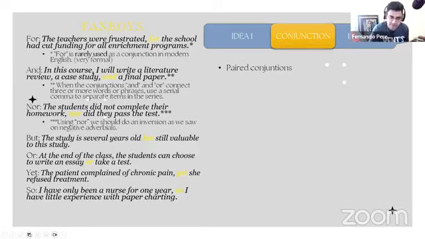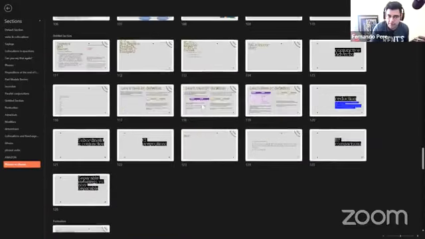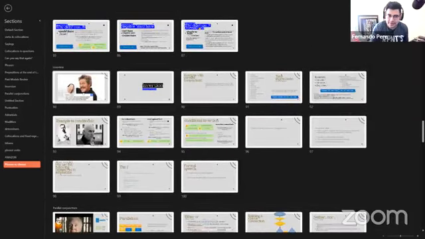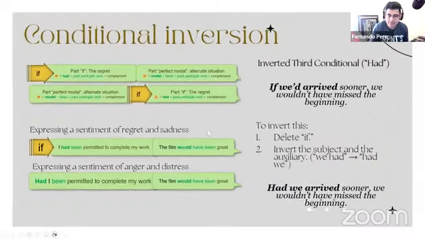Inversion is in all the examples that we saw when we were using the third conditional and this inverted section. If we had arrived sooner, we wouldn't have missed the beginning. Had we arrived sooner, we wouldn't have missed the beginning. This "had we" doesn't make sense in Spanish either. So all this information is to think in English. That's the priority, thinking in English.